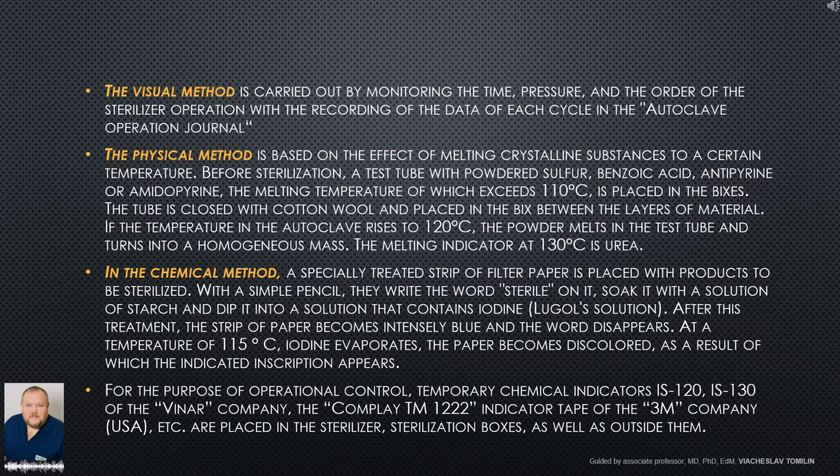In the chemical method, a specially treated strip of filter paper is placed with products to be sterilized. With a simple pencil, they write the word sterile on it, soak it with a solution of starch and dip it into a solution that contains iodine, Lugol's solution. After this treatment, the strip of paper becomes intensely blue and the word disappears. At a temperature of 115 degrees Celsius, iodine evaporates, the paper becomes discolored, as a result of which the inscription appears. For the purpose of operational control, temporary chemical indicators IS 120, IS 130 of the Wiener Company, the Comply 1222 indicator tape of the 3M Company, USA, etc. are placed in the sterilizer, sterilization boxes, as well as outside them.